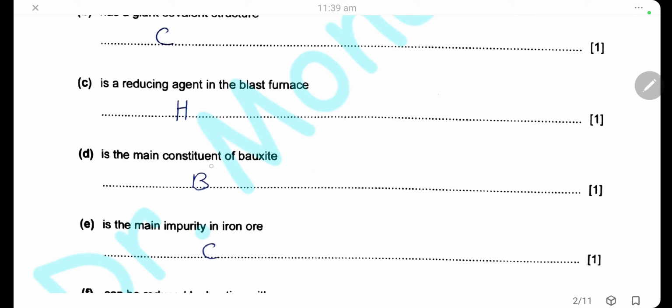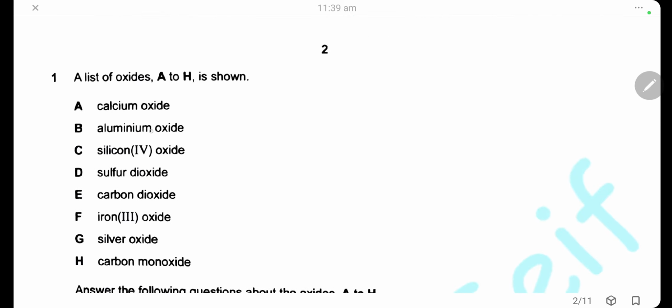Which oxide is the main constituent of bauxite? Bauxite is the ore of aluminium. The main constituent is aluminium oxide. So here the answer will be B, aluminium oxide.